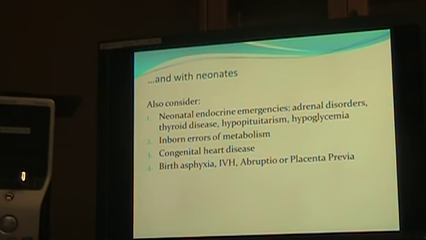With neonates, I believe it's discussed in further detail in other talks, you need to consider other things. Endocrine emergencies. Endocrine emergencies do occur also in pediatric patients, but they're a little more subtle in neonatal patients because oftentimes they're undiagnosed. Adrenal disorders, thyroid disease, hypoglycemia, inborn errors of metabolism, and congenital heart disease and the others. So again, neonates cast a broader net in your differential when considering, is this patient in shock or not?